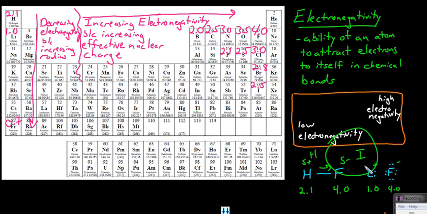Not being as close to the nucleus, they're not as attracted to the nucleus, and therefore won't be drawn in towards that iodine. So as you see, when we went from fluorine to chlorine to bromine to iodine, as we went down, our atoms got larger and larger, and hence we got less and less attraction of electrons in the bond towards the nucleus. We had a decrease in electronegativity.